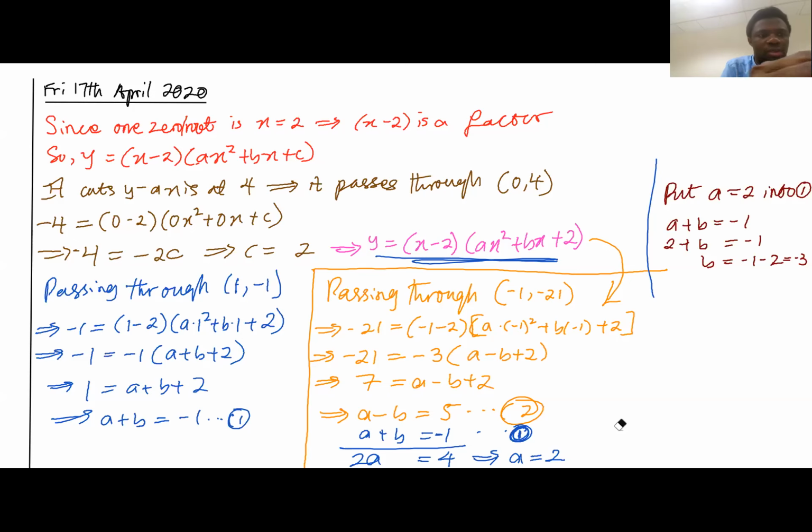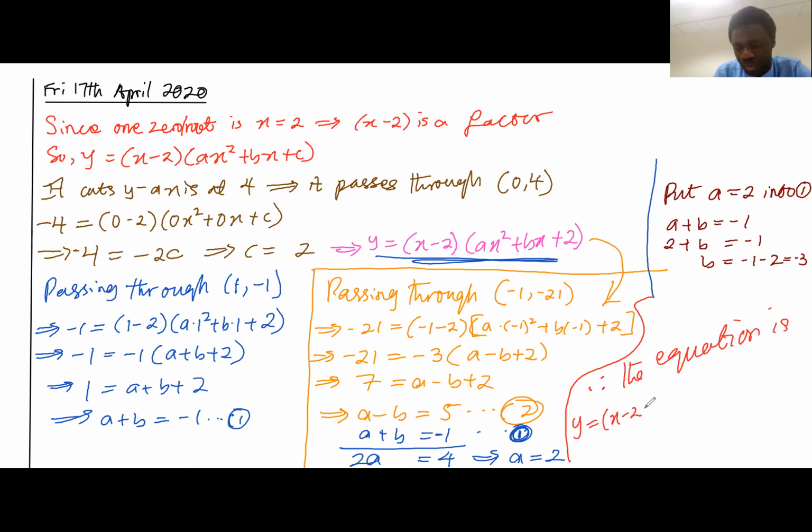Let's try to write. So therefore, let's see, maybe I use here. Therefore, the equation is y equals x minus 2. Yes, what do I have in the other one? 2x squared. B is -3 minus 3x plus 2. So that's the cubic equation.